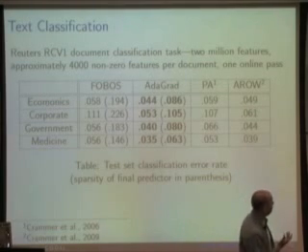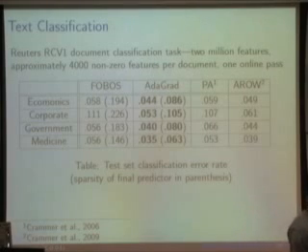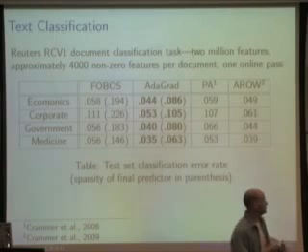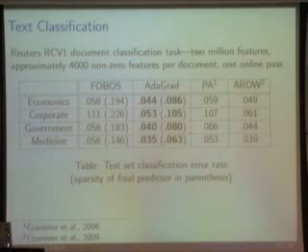And the goal is to do document classification. What you see here is the test classification error rate. And what you see in parentheses is the sparsity, meaning the percentage of non-zero parameters. So the lower the number, the better it is. It means that, for instance in this case, 10% of the parameters were set to be non-zero.